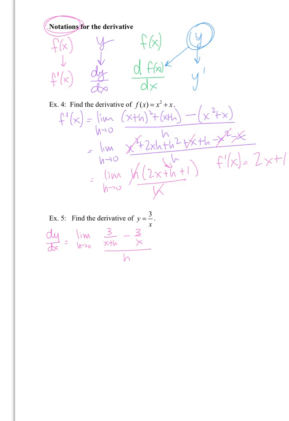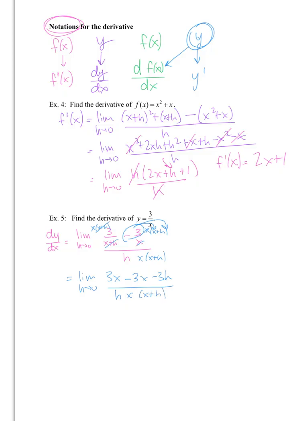And this is where I'm going to multiply all three of these by x times x plus h, and the denominator too, x times x plus h. I am simplifying the complex fraction. Here, these cancel. Here the x's cancel, and I'm going to distribute the negative 3. So negative 3x, negative 3h. And the denominator I'm leaving as h times x plus h.